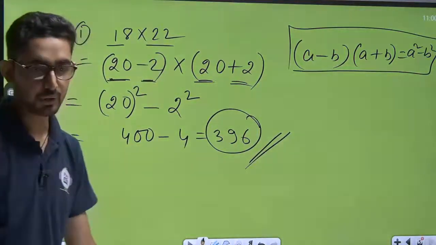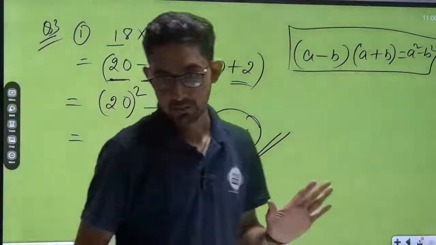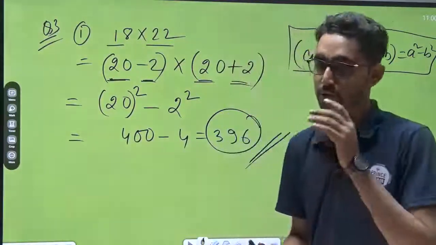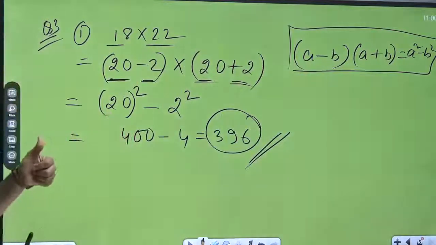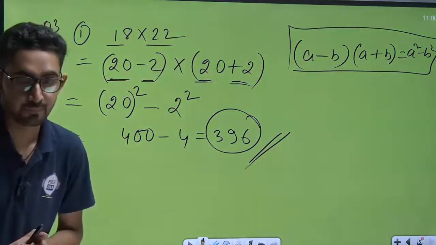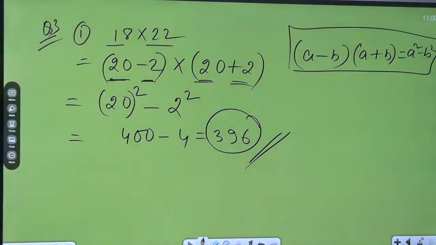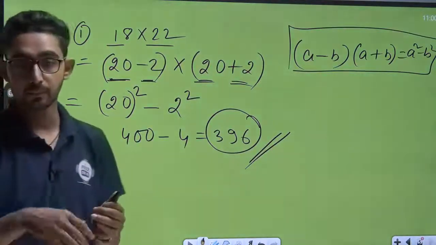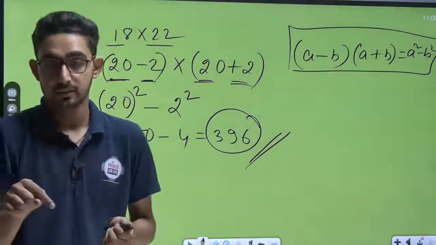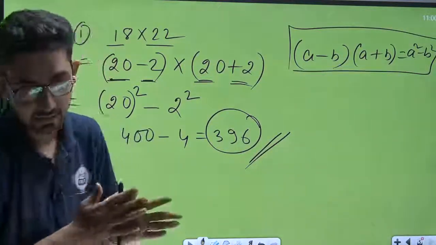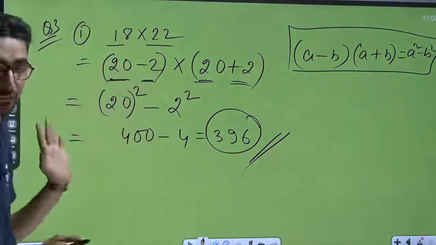Now all of you find out the square of 20, that means 400, and 2 square means 4. The answer will be 396, and that is your complete answer. Okay, no issue, very easy question. You only have to understand the pattern in which they are doing this question. Yes or no? Thumbs up like this if you understood the pattern. Okay, very good.